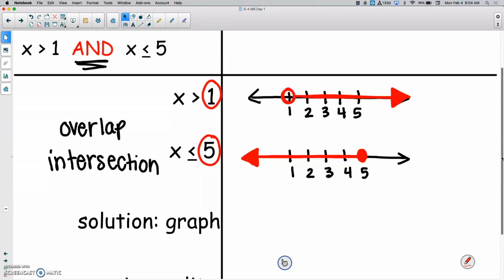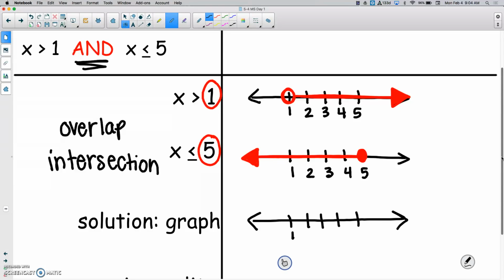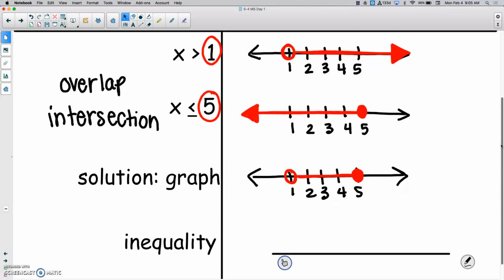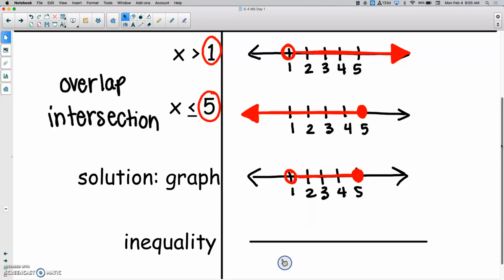Hopefully you can. So if I draw a graph to represent the numbers that are on both of the rays, still using the same numbers, that overlap started at 1 with an open circle, and it ended at 5 with a closed circle like that. It did not continue beyond the 1 or beyond the 5 because those values were not on both of the inequalities.